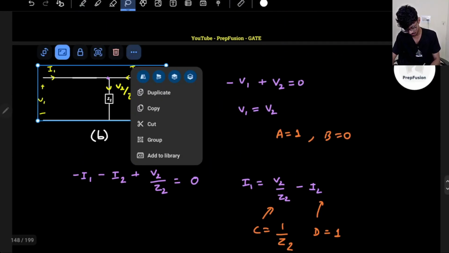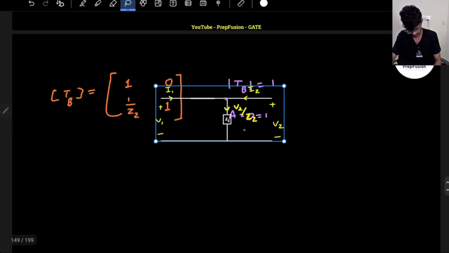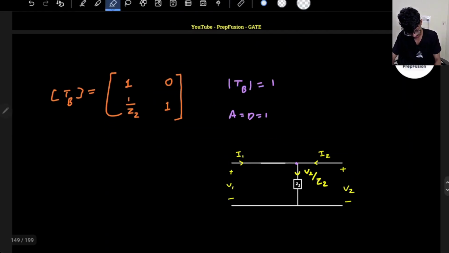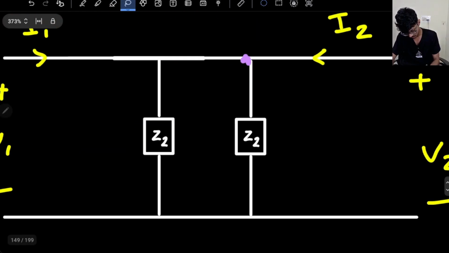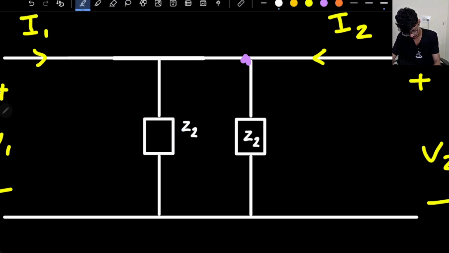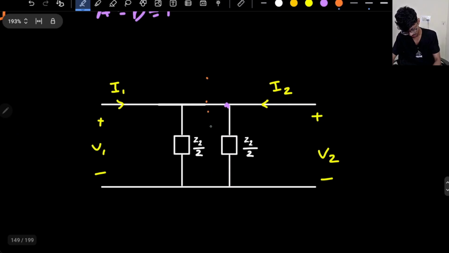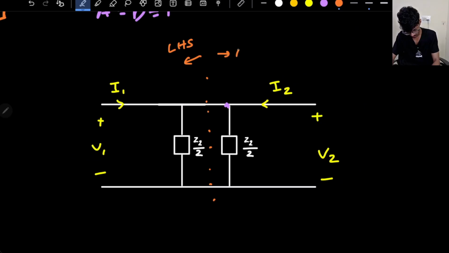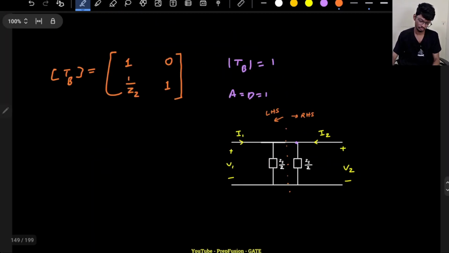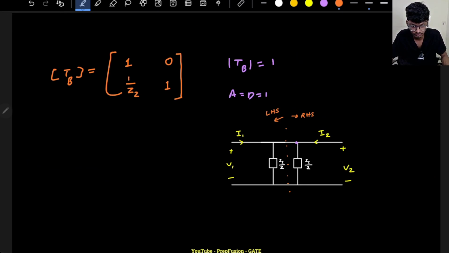If I break this impedance into two parts, one impedance is Z2 by 2, and the other impedance is also Z2 by 2. So again it is a mirror image, on the left hand side and on the right hand side. So again we have proved that it is symmetrical.